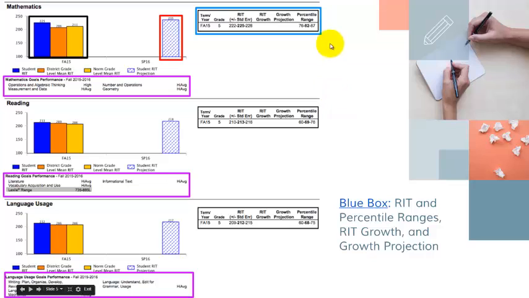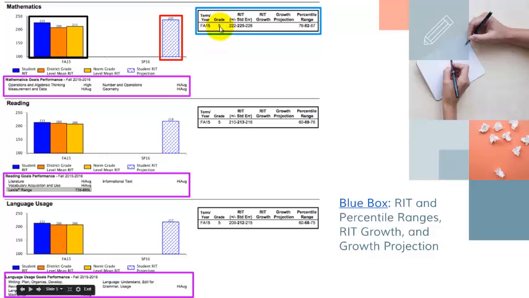Next, let's move on to what's in the blue box. There's lots of information in this particular box. First, you'll see the term or year. FA15 means fall of 2015. Now, we've only given one MAP test. As we administer more and more MAP tests, you will see more and more data there. The spring will be SP16, and so on and so forth as we continue to give MAP tests.